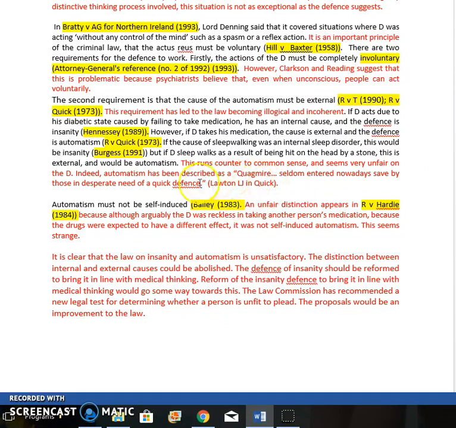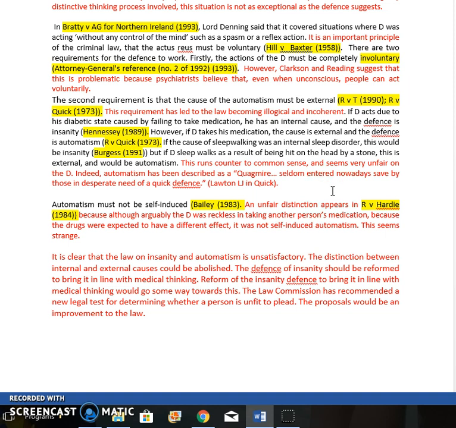I've got a quote here from Lawton LJ, in the case of Quick actually. Lawton said that automatism is a quagmire, seldom entered nowadays, save by those in desperate need of a quick defence. So he's pointing out that it's a very problematic defence, which of course is what the question is asking you.